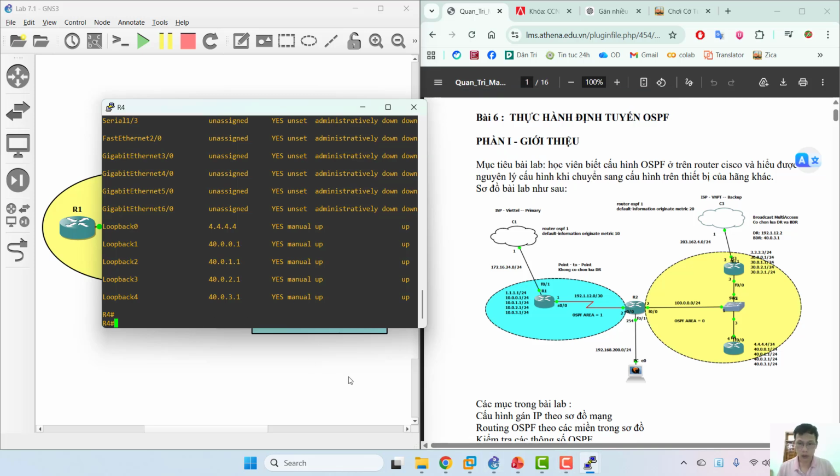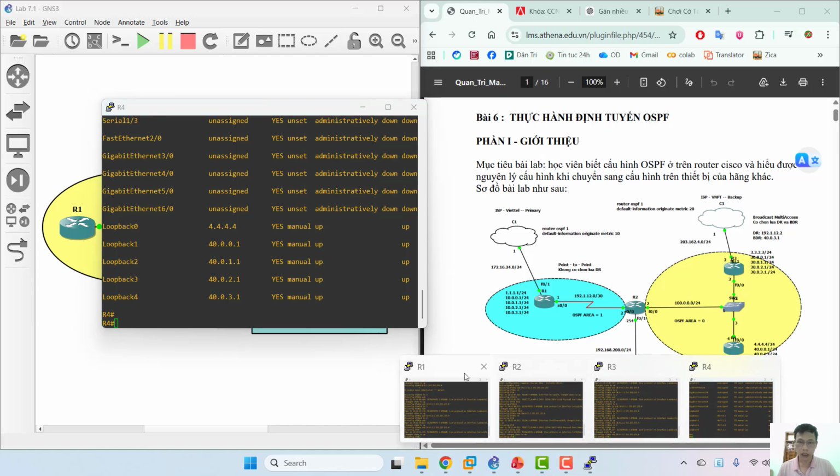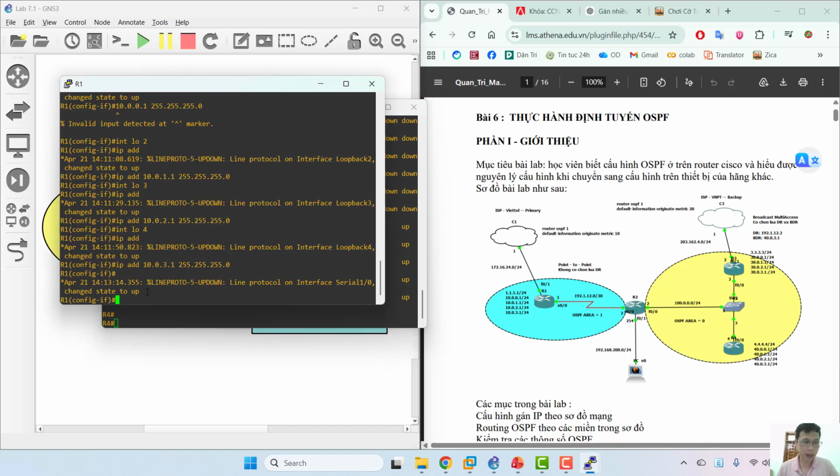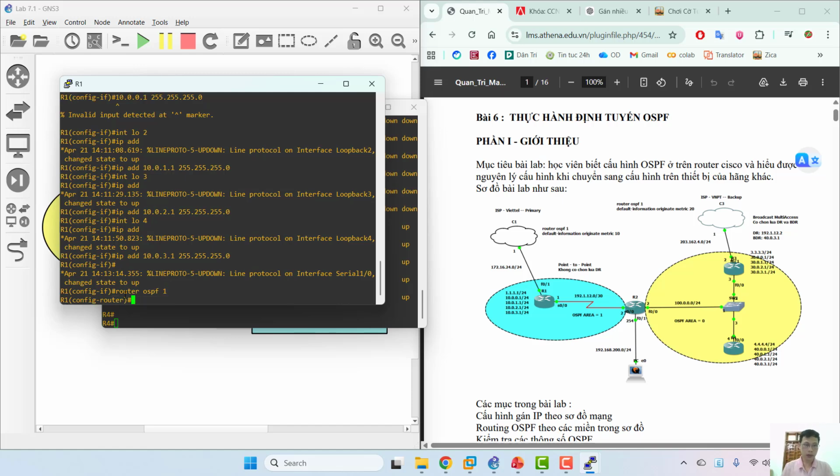Now I go to the routers one by one to set up the OSPF routing. So I will go to router number 1. I enter router OSPF 1, then network.